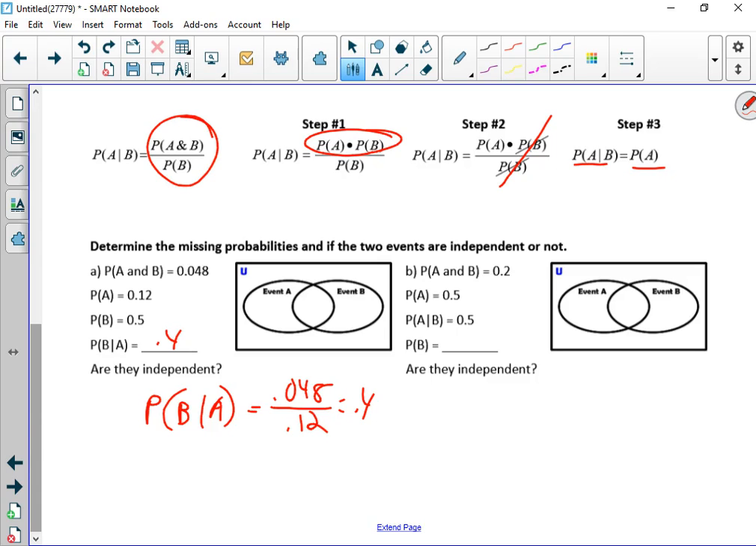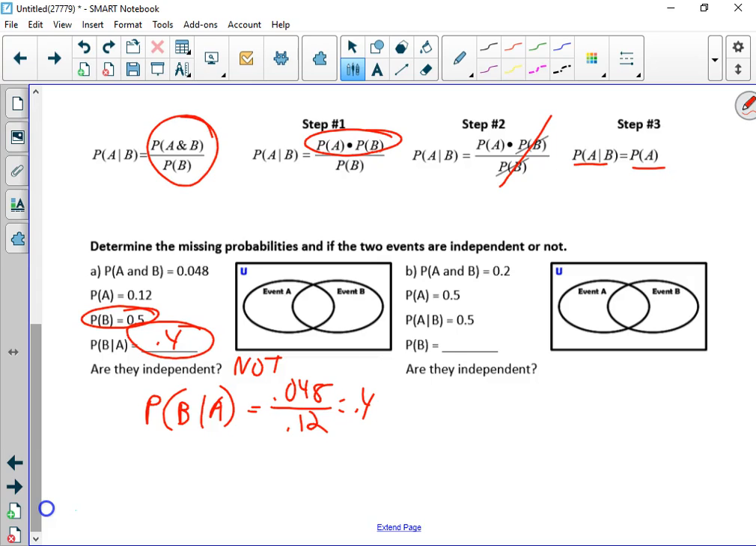All right, now, since the probability of B, 0.5, does not equal 0.4, then they are not independent. Moving on to the next one.